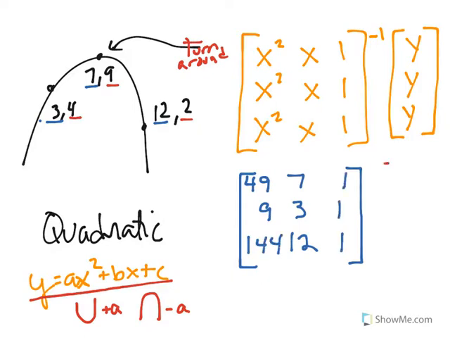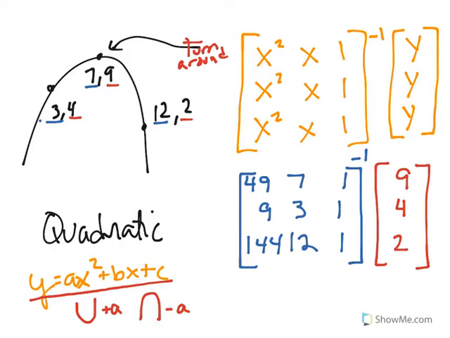And then in the red matrix, I have to do the corresponding y value for the given x value. So with 7 goes 9, with 3 goes 4, with 12 goes 2. We'll get to the negative first power, see what my calculator gives me back.